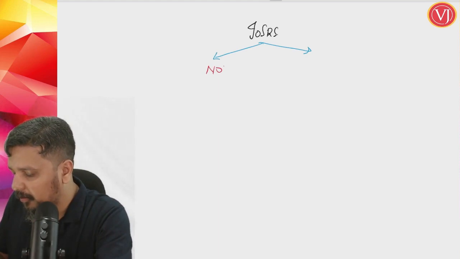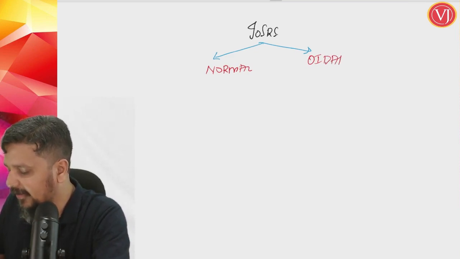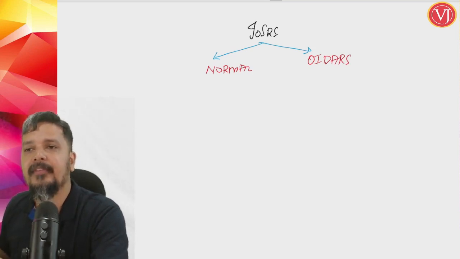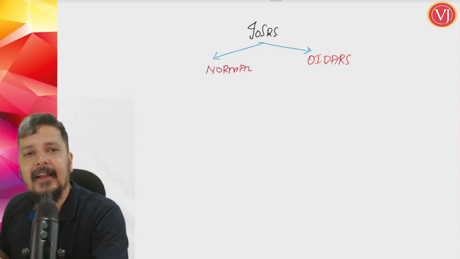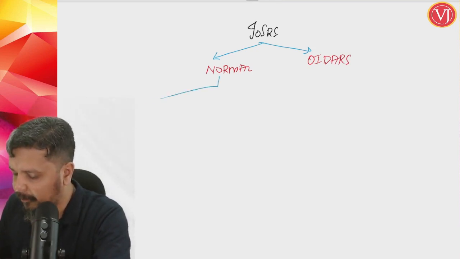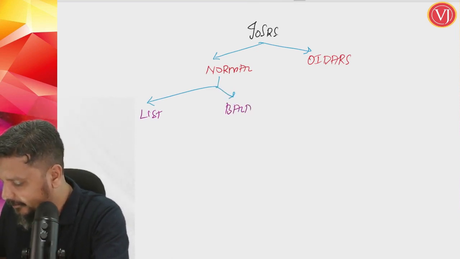We will divide this into two simple categories. One normal, one OIDAR: online information and database access and retrieval services. One normal and one special. In normal, there is a particular list, and then you have the balance category. There's a particular list which is always exempt.